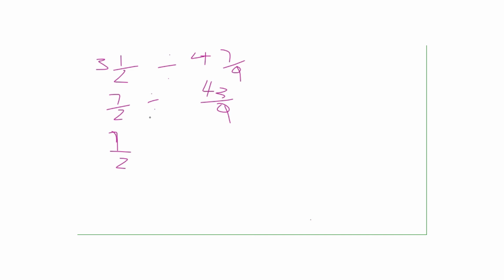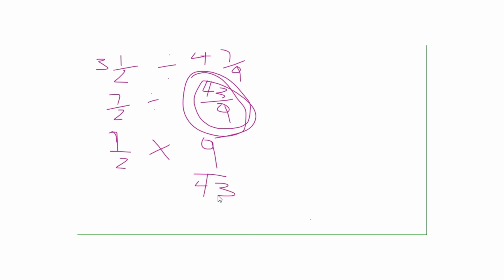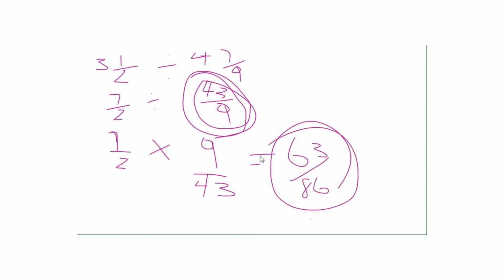The division sign changed to multiplication. And we'll have to flip this term, the reciprocal, 9 over 43. So that's it. So what we'll have to do now is multiply across, and that's 7 times 9, that's 63 over 86. So our answer here is 63 over 86.